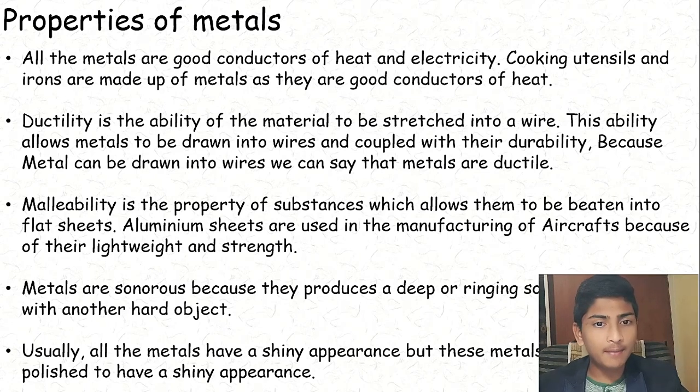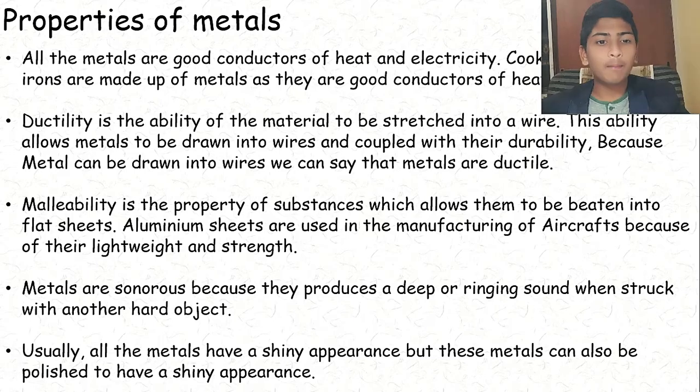And malleability. Malleability is a property of substances which allows them to be beaten into flat sheets. Here you can see aluminum sheets or gold sheets. Gold sheet is the example which was taken in the alpha particle scattering experiment by Rutherford. Aluminum sheets are used in the manufacturing of aircraft because of their light weight and strength. Aluminum and duralumin are used in manufacturing aircraft for the same reason.